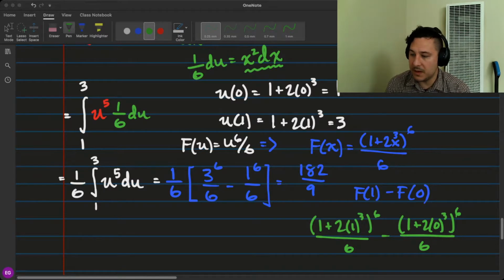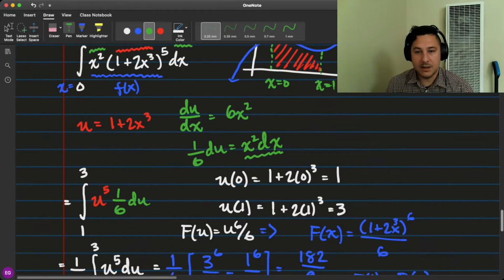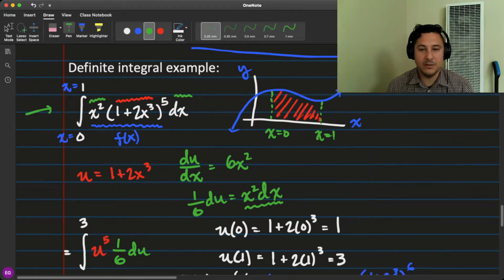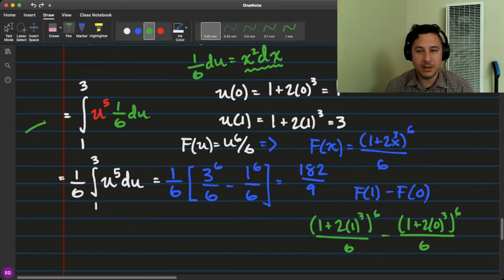What was the reason why we are using the interval 1, 3? Because 0 and 1 up here was when your variable was x. Now, what's our variable? U. So you need to translate my 0 and 1, which are x values, into u values, which are 1 and 3.